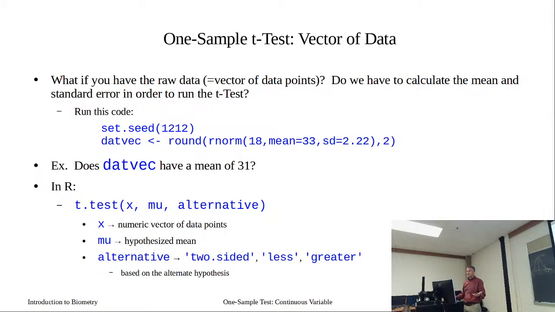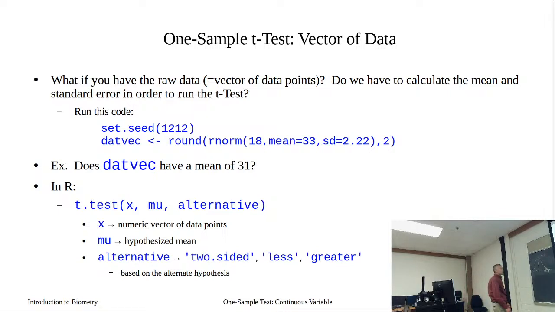But we chose 18, or I chose 18, to try to give us some measure of variation, of variability. Maybe we have a mean of 31, maybe we don't. So how do we go about doing it? Well, we could do it by hand. We could calculate the mean, we could calculate the standard error, we can pass that to the pt function and get a p-value. That's kind of the long way.